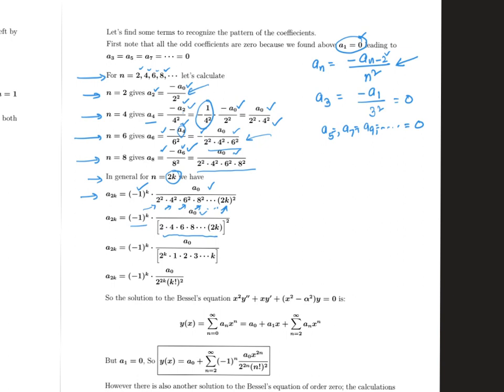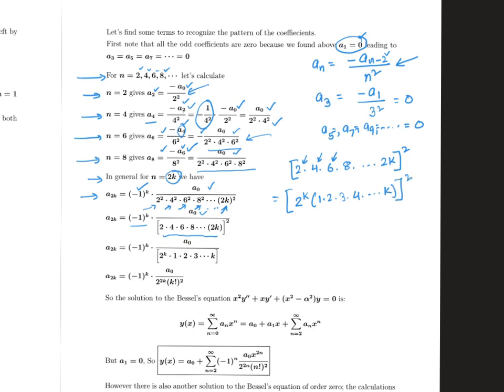Now I'm going to take this term 2 times 4 times 6 times 8 times up to 2k, all of it whole squared. Now I could simplify it as follows. From the first term I will factor out 2, from the second term I will factor out 2, from the third term I will factor out 2, etc. So that's going to give me 2 to the power k, because there are k of them, times 1 times 2 times 3 times 4 times up to k.